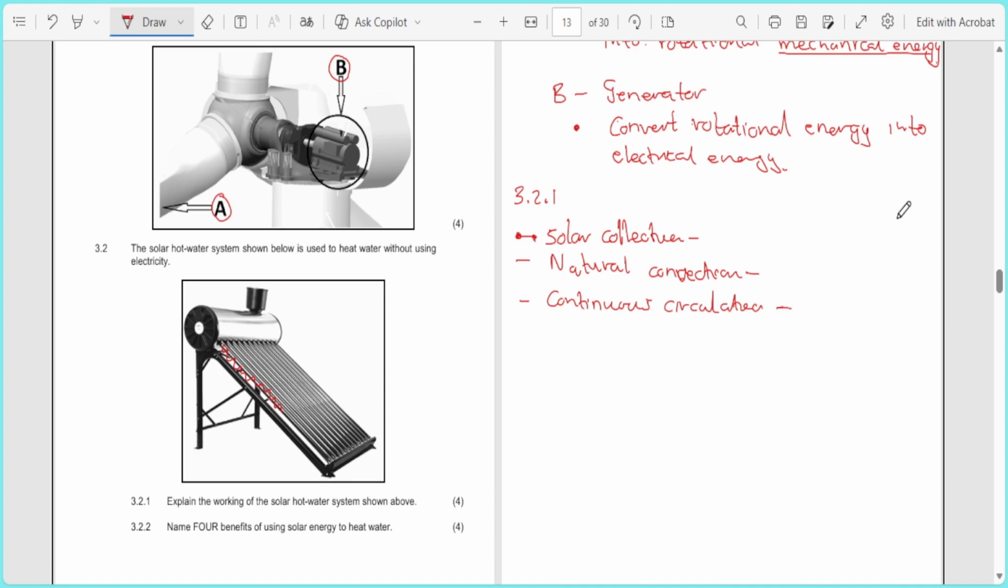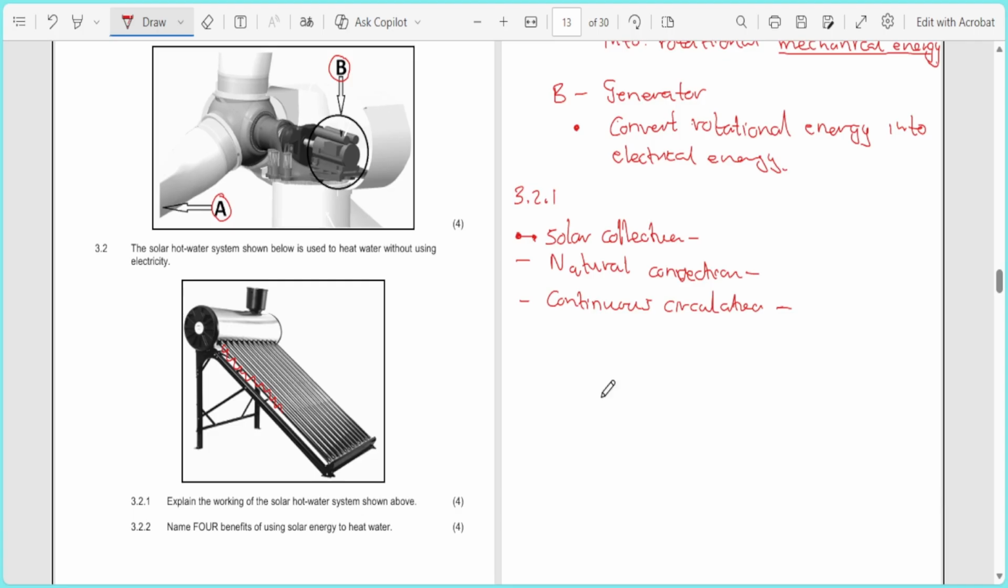Now, no electricity is actually needed for this whole system to operate. It relies entirely on fluid density changes from the solar heating. So it's going to alternate between the hot and the cold water, just circulating until the whole water captured is actually heated eventually.